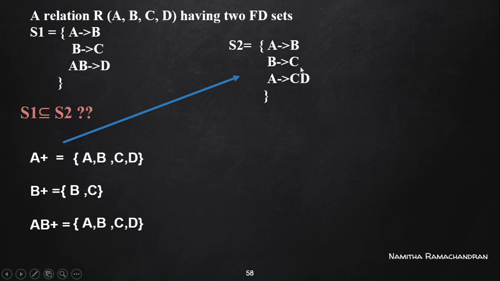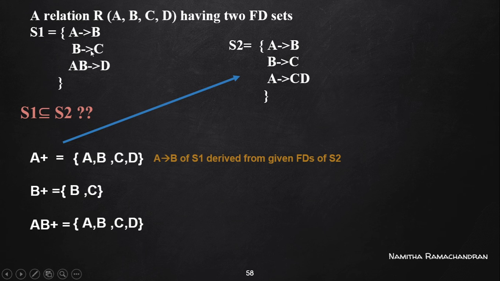And B can derive the C, but C is already included here. So this is the closure of AB with respect to S2. Now move to the subset. The first dependency here is A implies B. The LHS part is A, so move to A closure. The presence of this B in the closure set indicates that this A implies B of S1 is derived with respect to the set of dependencies listed here in S2.